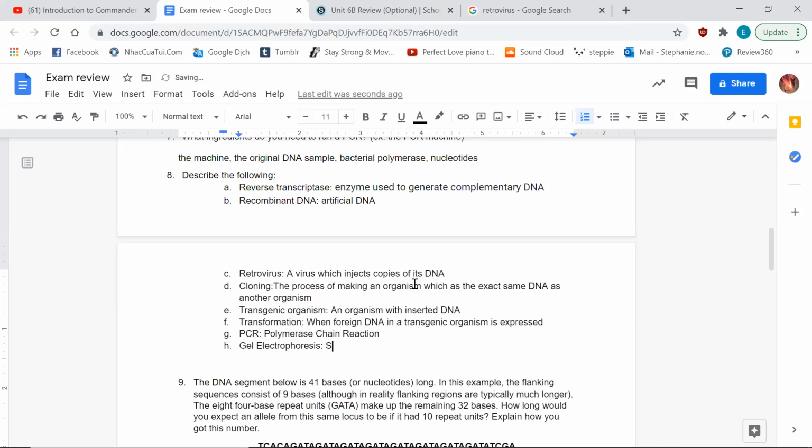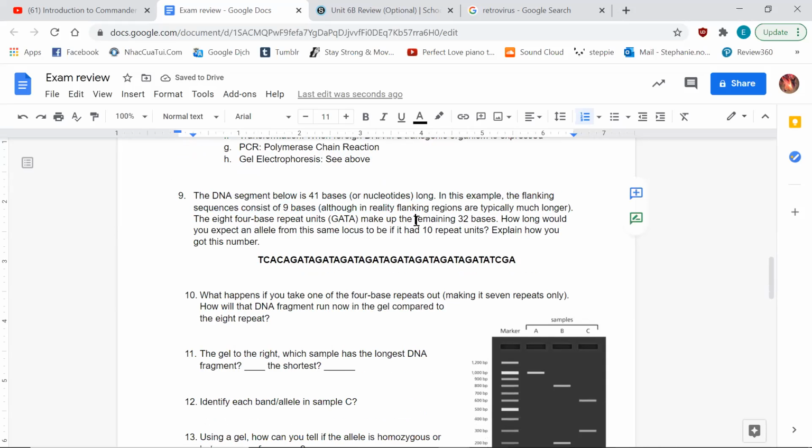Oh, gel electrophoresis. Yeah, I got it. The DNA segment below is 41 bases. In this example, the flanking sequences consist of 9 bases. The 8 four-base repeat units, GATA, make up the remaining 32 bases. How long would you expect an allele if it had 10 repeat units?